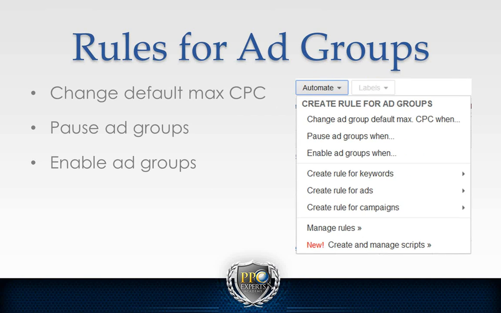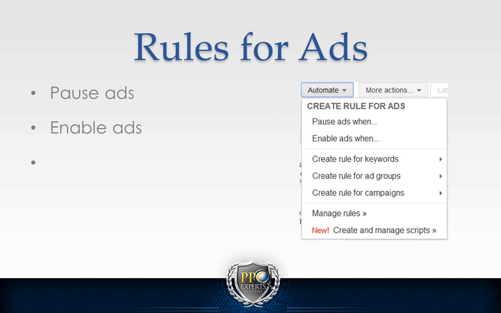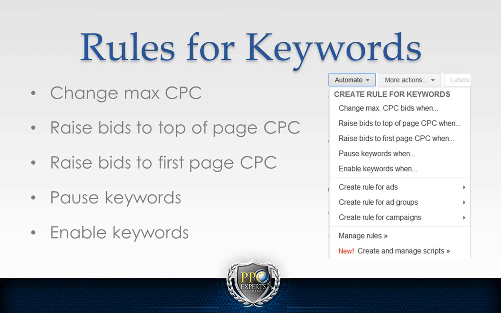So let's take a look at the rules for ad groups. So once again, you will see this when you've selected the ad groups tab. So when you're on the ad groups tab and you click automate, you'll see change default max CPC, pause ad groups, and enable ad groups. Now there's also automate features for ads that allow you to pause ads and enable ads.